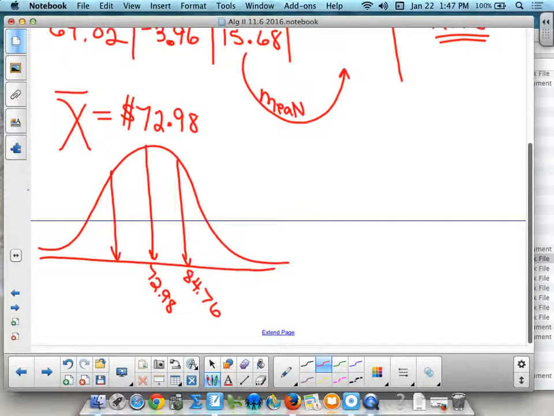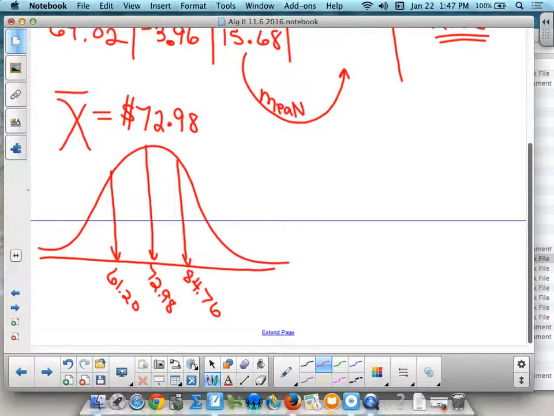84.76, says Bryce. Okay. Bryce, you have the other one? $61.20. Okay. You know what I can be pretty sure of? I can be pretty sure that 68% of the time I go shopping for groceries, I will spend between what? Probably 61 up to 84 bucks. That's my average. I'm going to fall very close in this range most of the time.